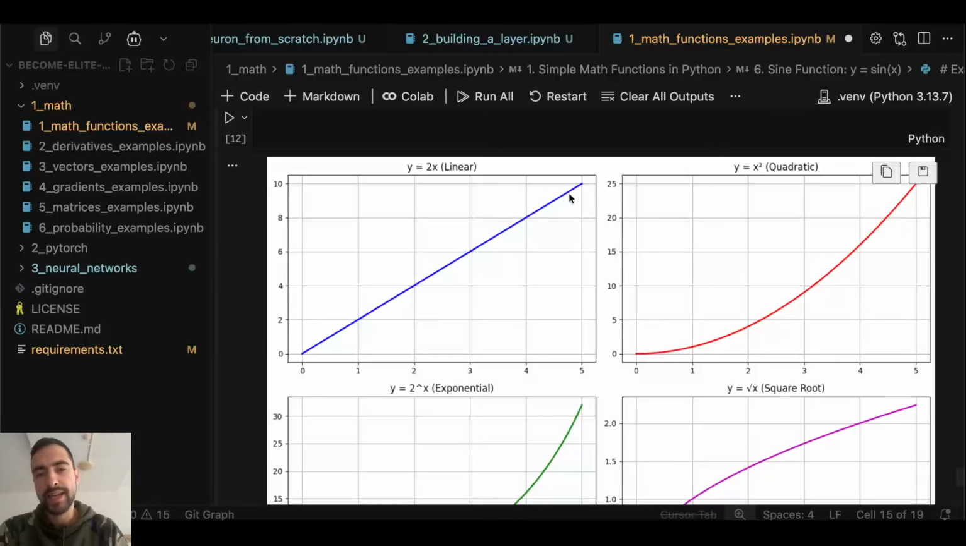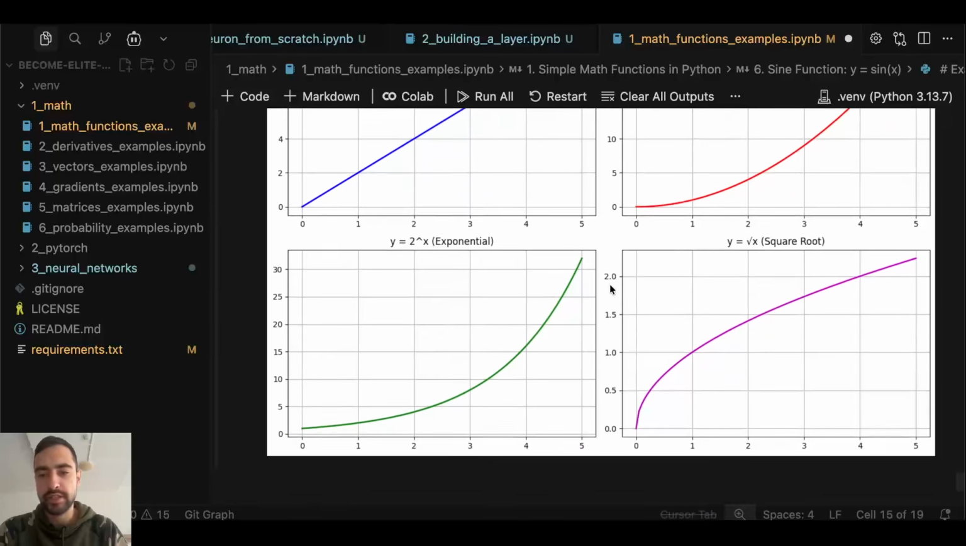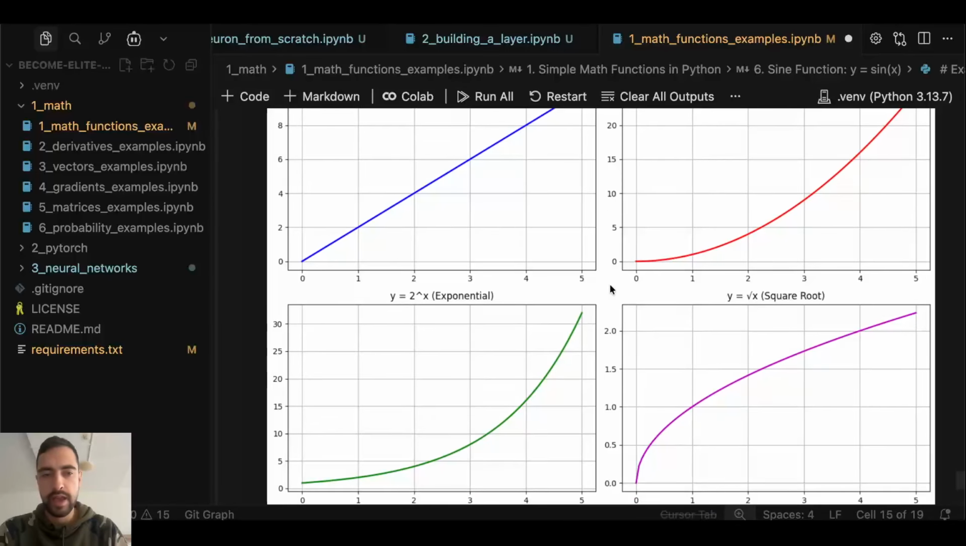And now we may take a look at these functions. And so that's going to be math functions. I recommend you play with this. Make sure you understand this, and we can go on to the next lesson.